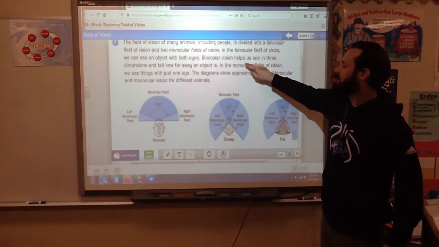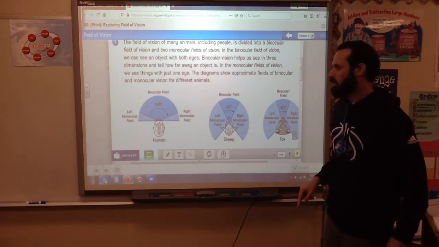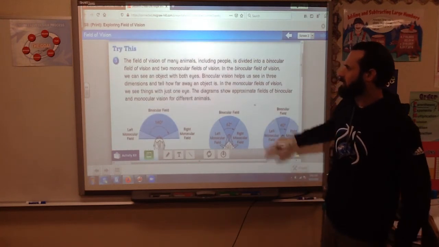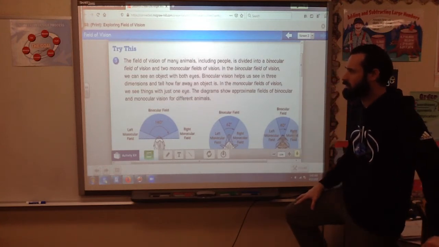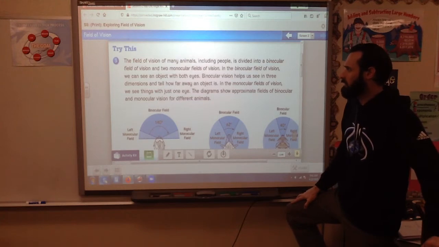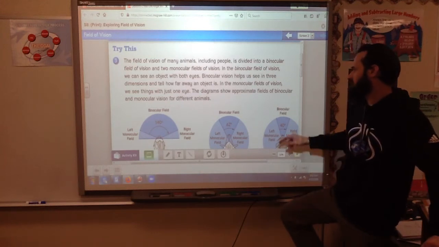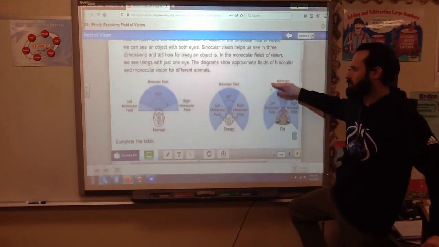So this time, what we're talking about is, it says the field of vision of many animals, including people, is divided into a binocular field of vision and 2 monocular fields of vision. In the binocular field of vision, we can see objects with both eyes. Binocular vision helps us see in 3 dimensions and tells us how far away an object is. In the monocular fields of vision, we see things with just one eye. The diagram shows approximate fields of binocular and monocular vision for different animals.